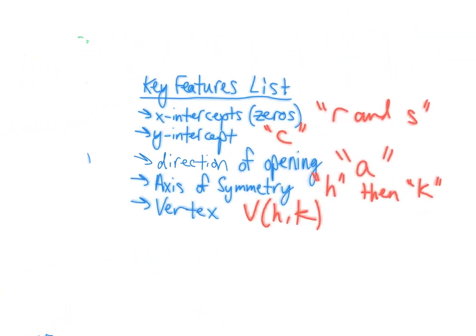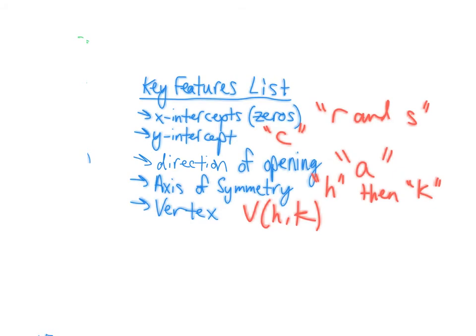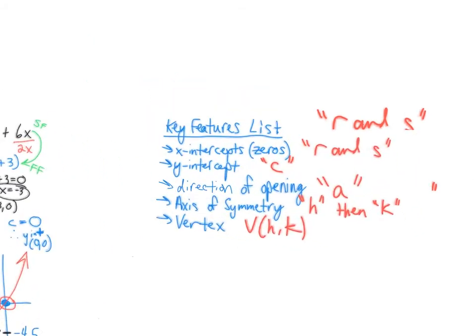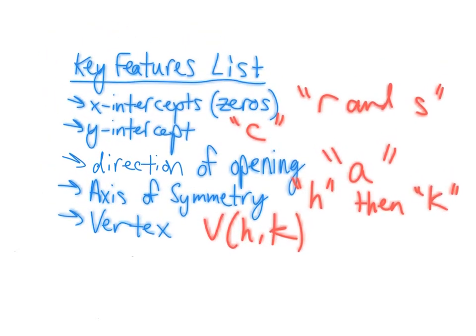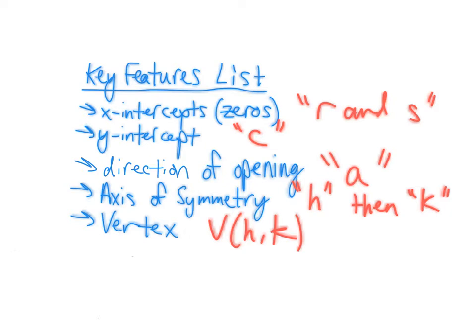Now, let's look at the big picture. When we go from standard form into factored form, all this information can be determined. These are the key features, the key characteristics for quadratics. The x-intercepts, which are the r and s values, nicknamed the zeros. The y-intercept, which is the c value. The direction of the opening, which we can determine from the a value, positive up, negative down. And the axis of symmetry by getting the midpoint of the x-intercepts, which is h. Then subbing back into the equation, we can determine the k value, which completes our vertex.